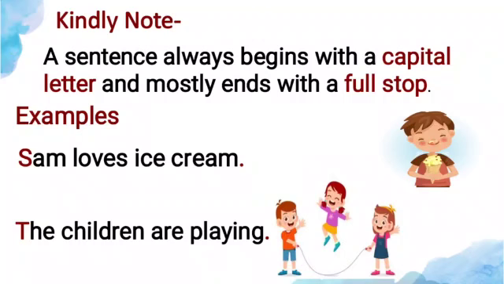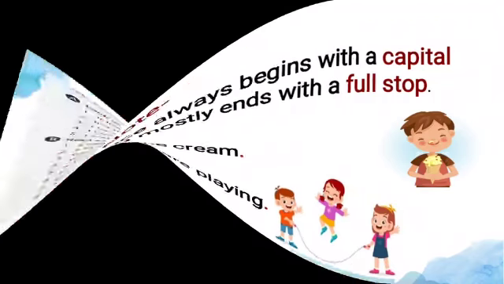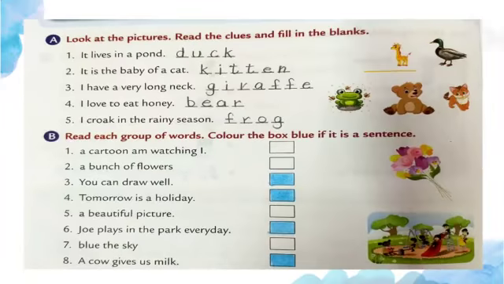Number 2, the children are playing. Again, the T of "the" is capital because it's the first letter of the sentence, and at the end there is a full stop. Now children, let's do exercise A and exercise B. Let's begin with exercise A.